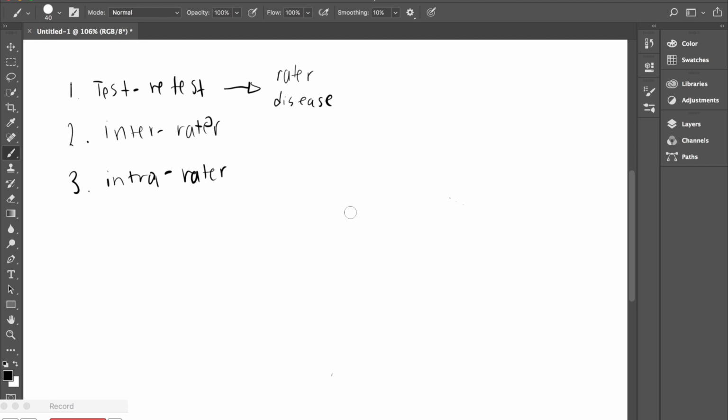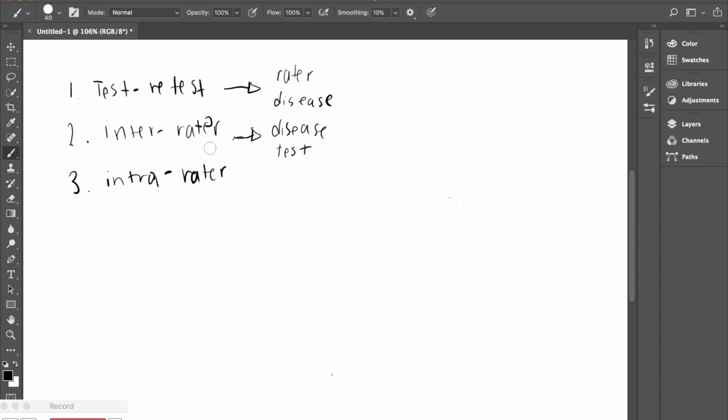Now, inter-rater reliability is going to be a reliability between different raters. So here the rater is not assumed constant, but the disease is assumed constant, and the test is assumed constant. And this time we're saying, well, any sort of error in reliability is because of the different types of raters that we have.